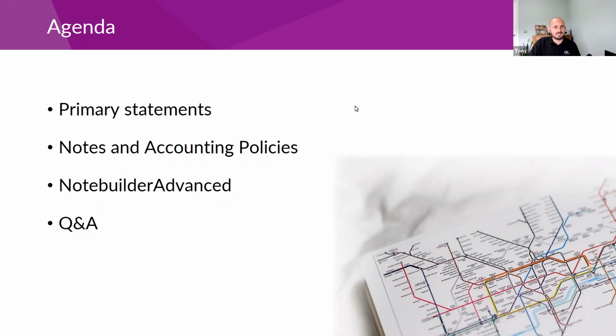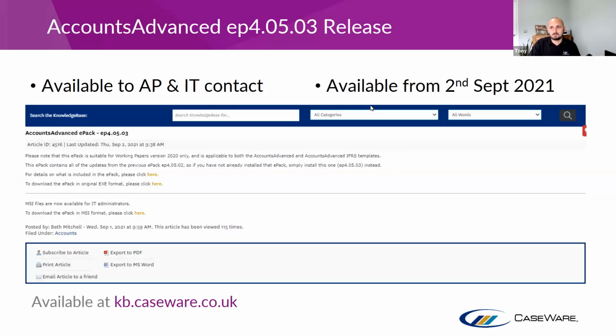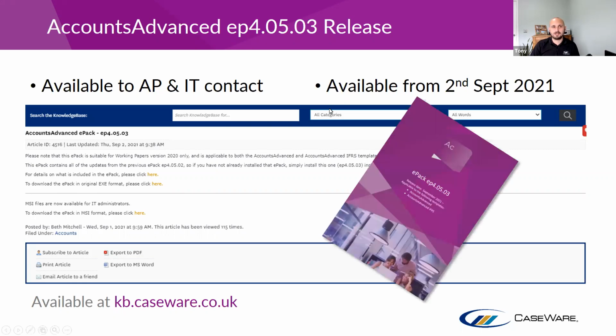So, what are the main areas? Well, before we get there, let me just cover something again that Tom just mentioned, which is the release notes, and when you can get your hands on this. The ePack itself was released on the 2nd of September, so a week ago yesterday. Now, if you are an IT contact or an AP contact, you should be able to go onto the knowledge base and download this material. And when you download this material, you will have access to that PDF that Tom just mentioned, which will be the ep4.05.03 release notes.